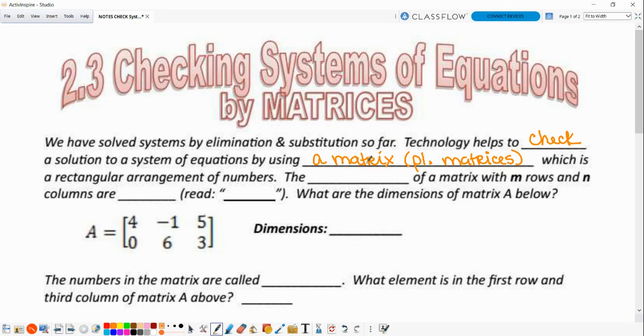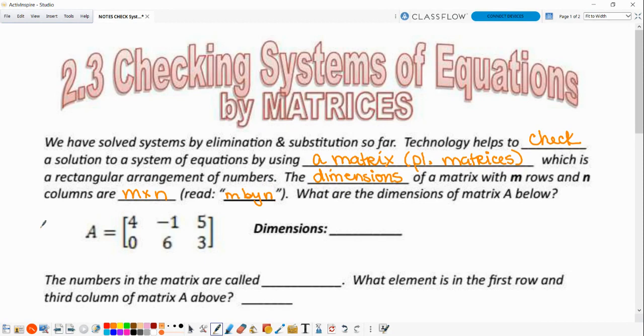Okay, and a matrix, or matrices, is a rectangular arrangement of numbers. So we're going to have rows and columns. The dimensions are those rows and columns. The dimensions of a matrix, if it has m number of rows and n number of columns, are m by n. And that's exactly how we read it, m by n. So m would be the number of rows, n would be the number of columns. So what would our dimensions be for this matrix?